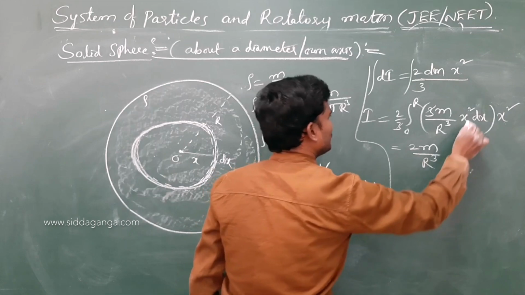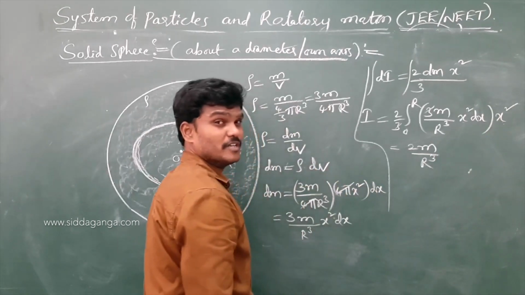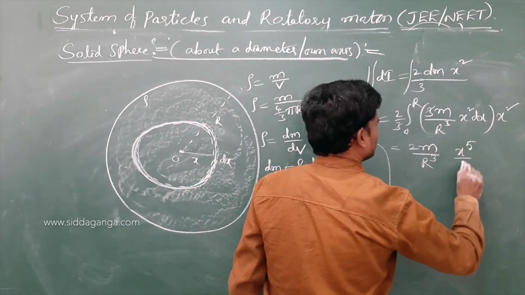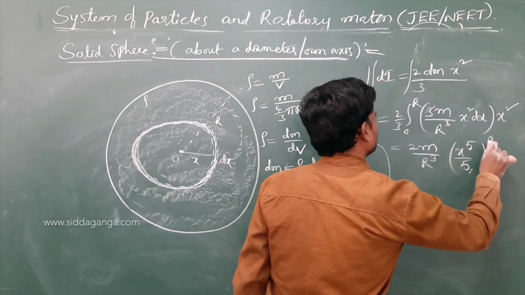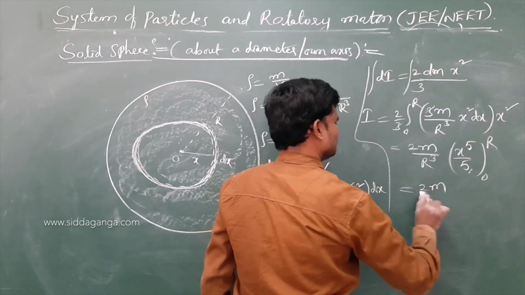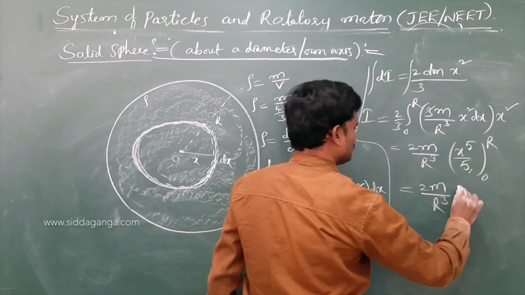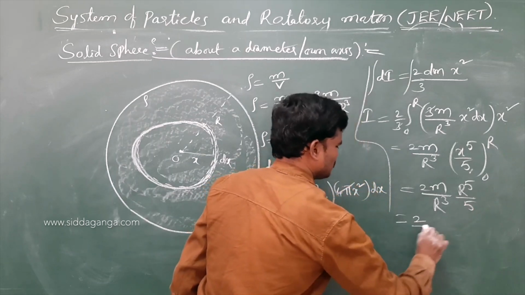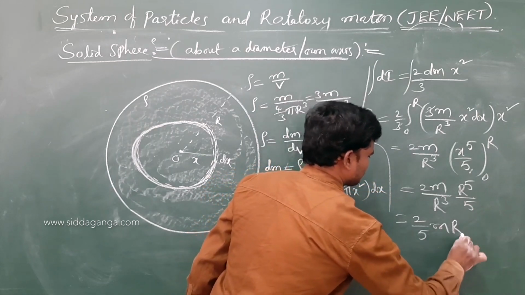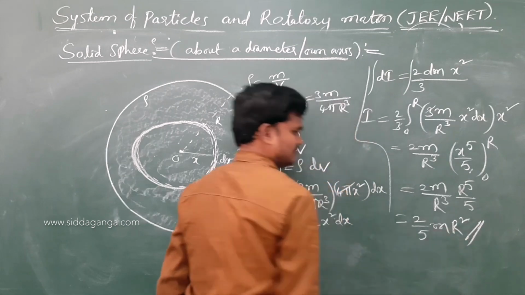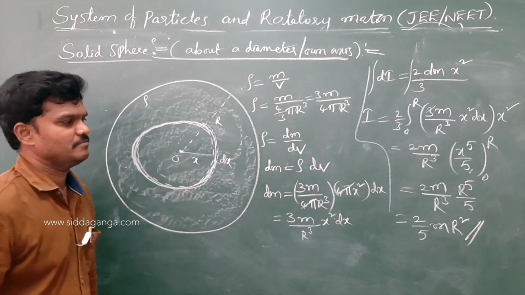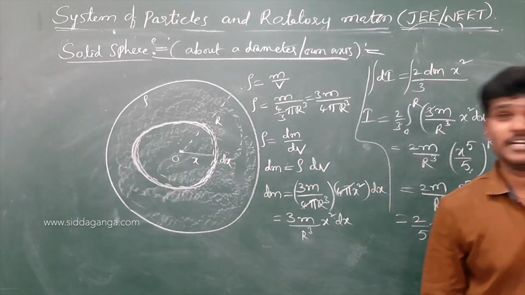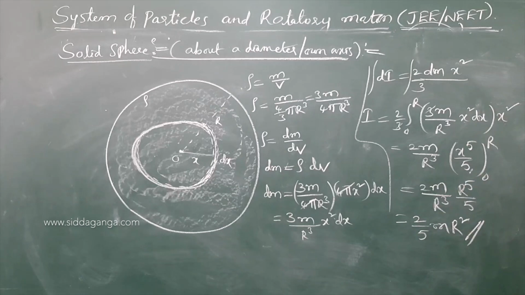2m by r cube, x square times x square is x power 4, dx integrates to x power 5 by 5. Limits 0 to r: 2m by r cube times r power 5 by 5, so 2 by 5 m r square. So keep the formula in mind, 2 by 5 m r square. Moment of inertia of the solid sphere about its own axis is 2 by 5 m r square.